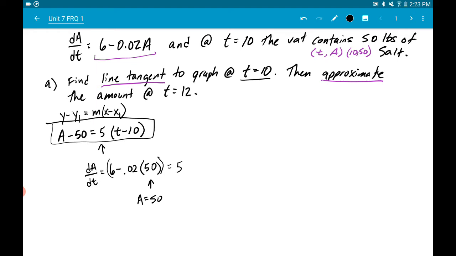The second part says approximate the amount at t equals 12. So I'm going to rewrite my linear approximation, and at t equals 12 I'm going to plug in 12 here, and we get 10 plus 50 is equal to A, so A is equal to 60 pounds, and that's the answer to part A.